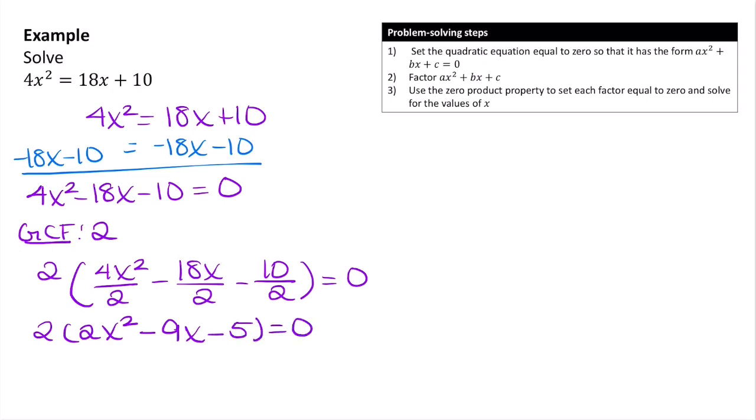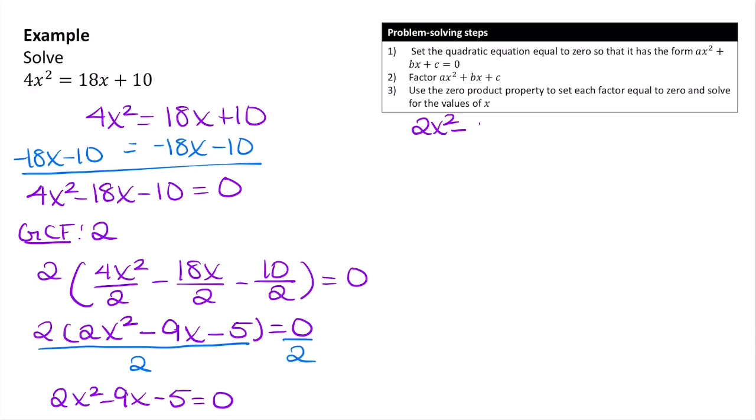Well, now since this is all set equal to 0, I can actually divide both sides by 2, that factor in front, and then those 2's are just going to cancel, leaving me with just 2x squared minus 9x minus 5 equals 0. So now we need to actually factor 2x squared minus 9x minus 5 equals 0.